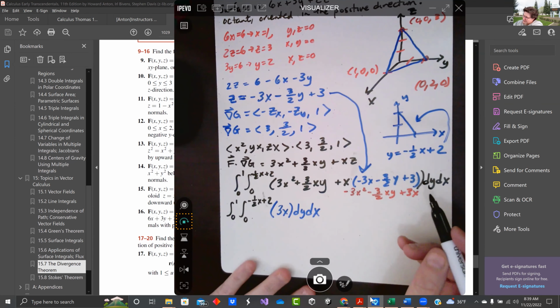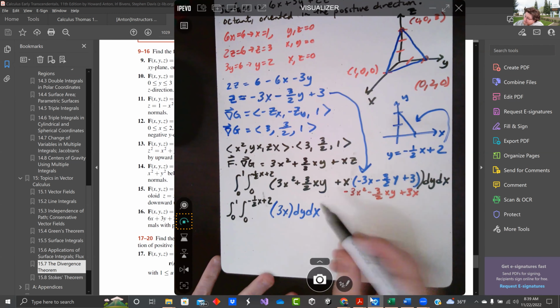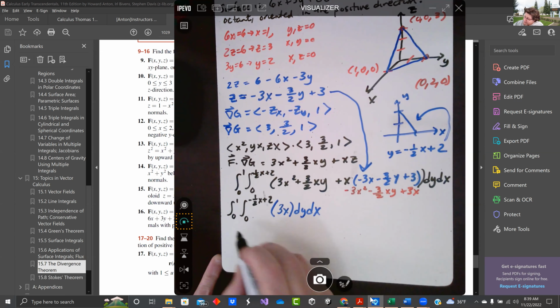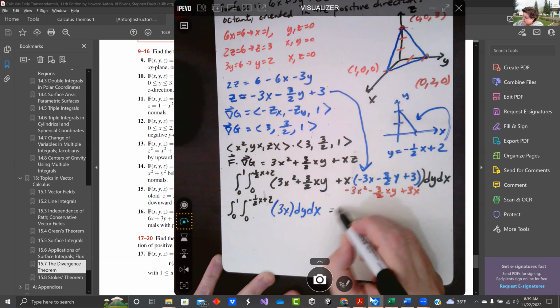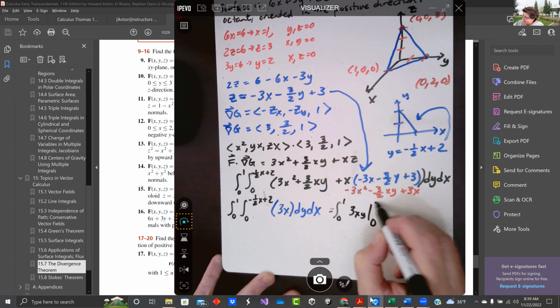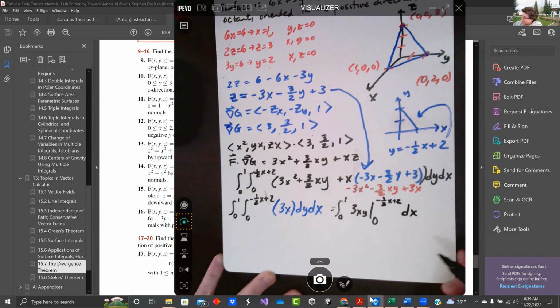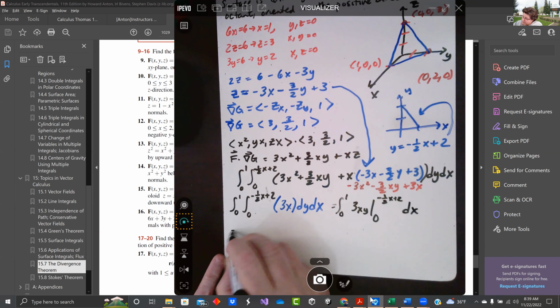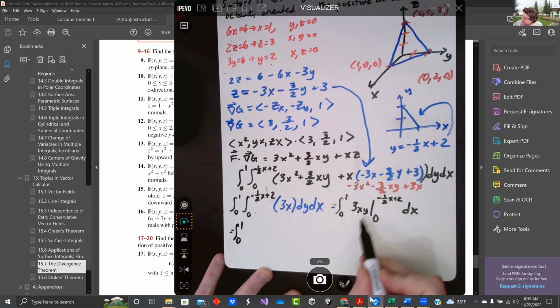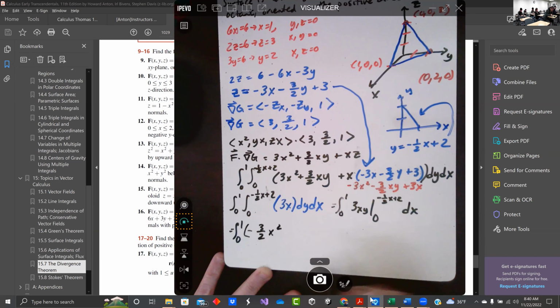All right. So we integrate this. Now I wish I had done the dx first. Oh well, I don't want to reset up the problem. We've got 0 to 1. 3xy evaluated from 0 to negative 1/2 x plus 2 dx. The 0 part goes away, and we have negative 3 halves x squared plus 6x.